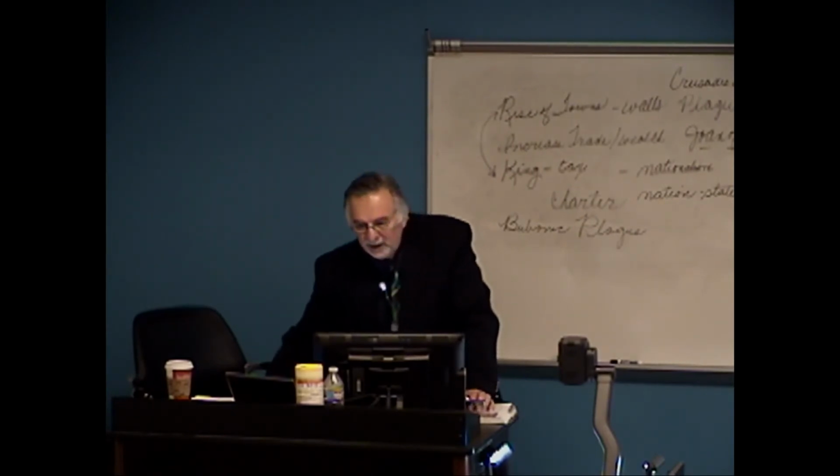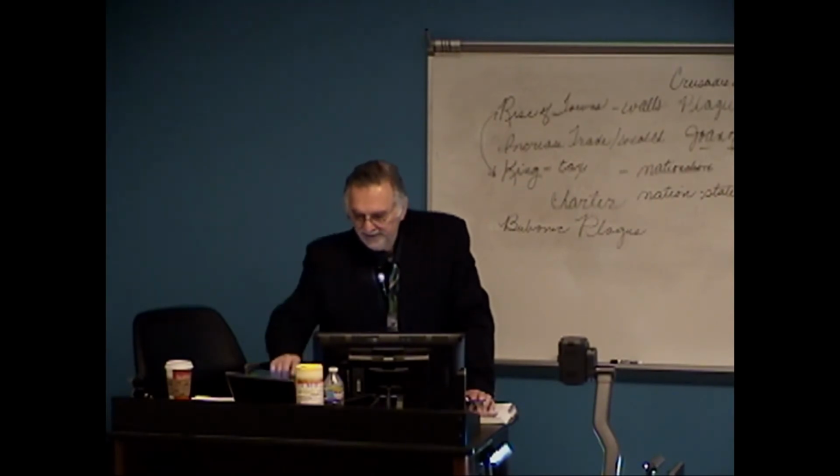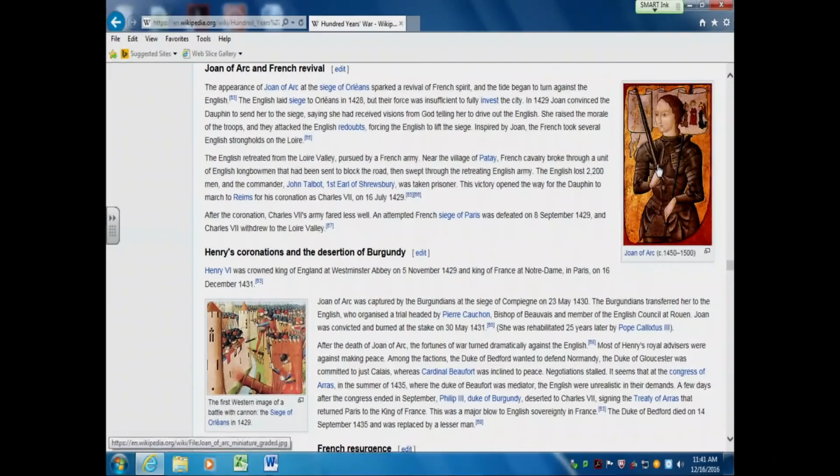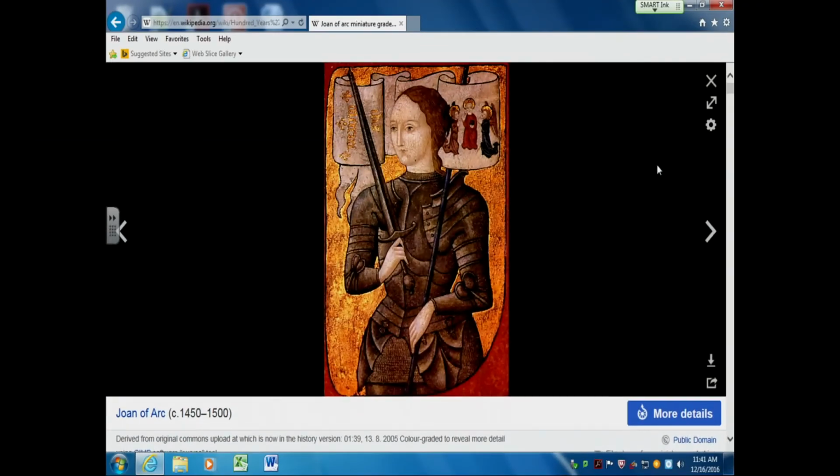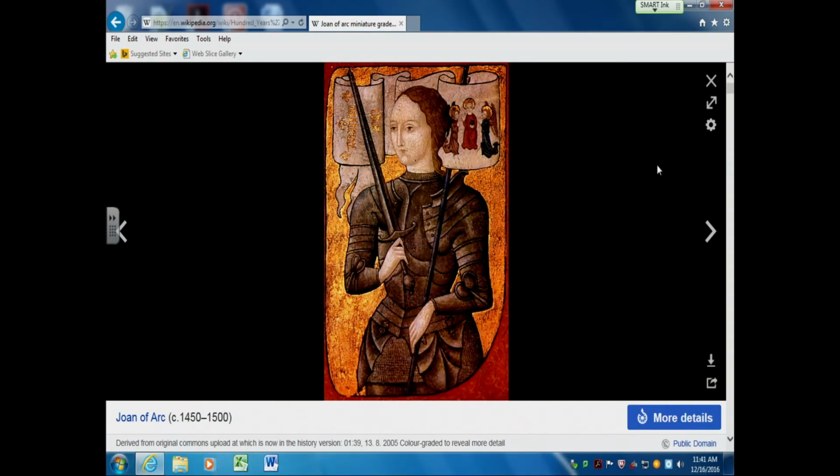Here she is, Joan of Arc. And here's a painting of Joan of Arc. After she helps drive the British out, there's other battles going on, and she's captured by the Burgundians, who are rivals to the King of France. And they offer the King of France the opportunity to ransom her. King says no. She's put on trial by the English, and she's tried and burned at the city of Rouen as a witch.